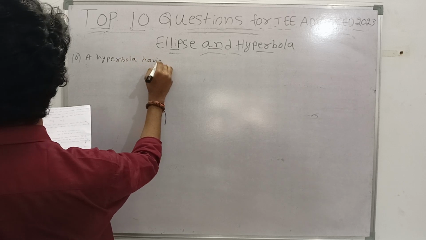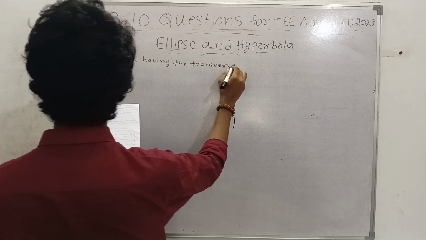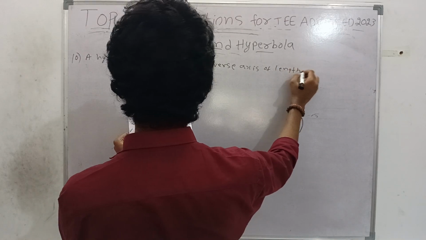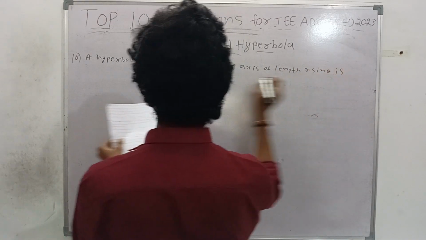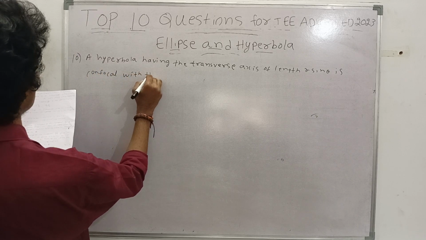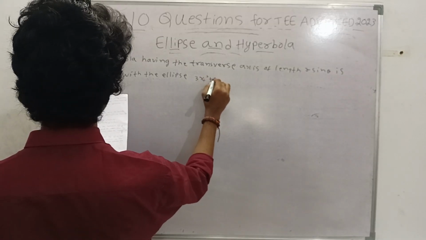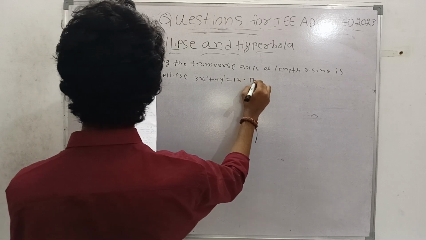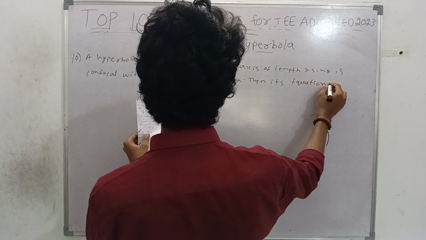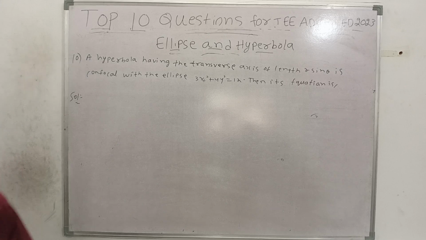A hyperbola having the transverse axis of length 2 sin theta is confocal. Confocal is nothing but same focus. Confocal with the ellipse 3x square plus 4y square equal to 12. Then its equation is... I cannot write the options here because the options are large, so I will solve this.